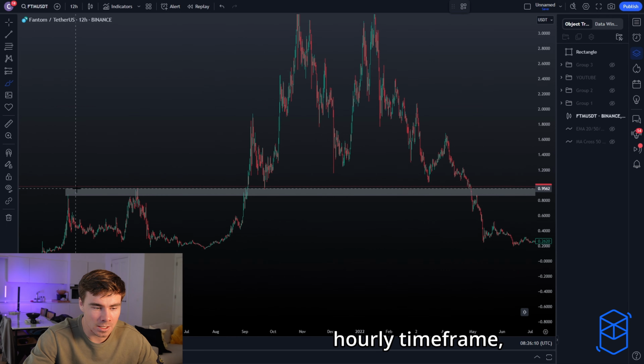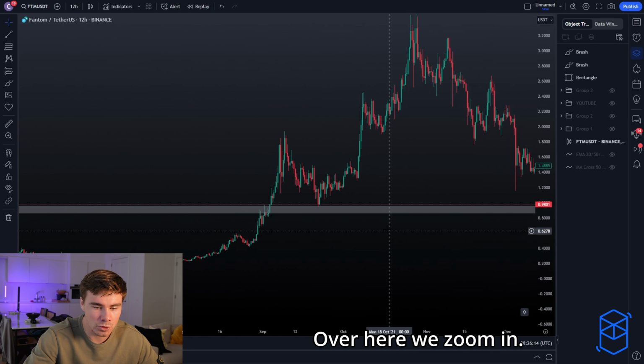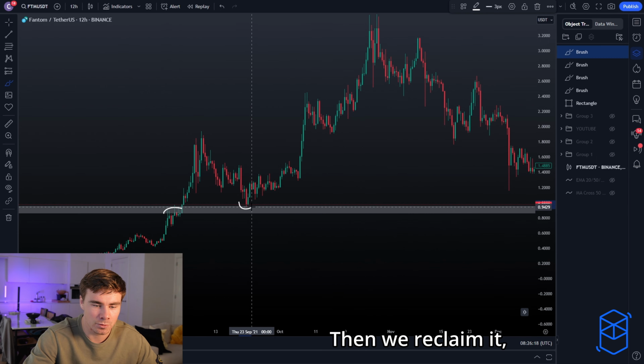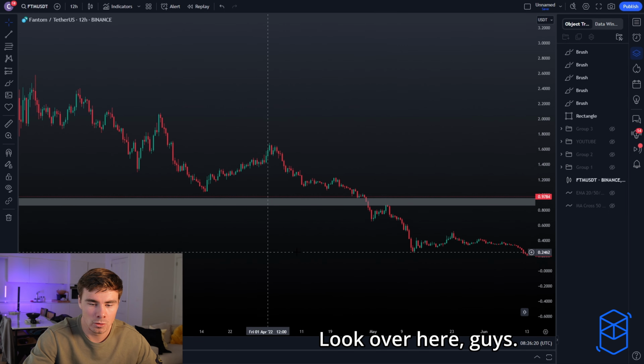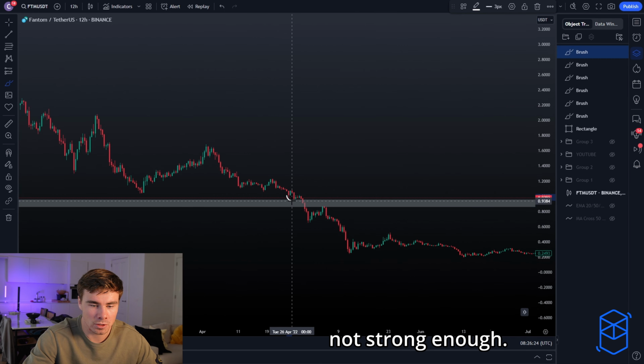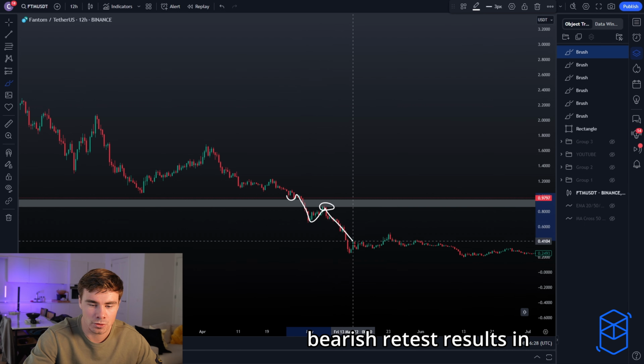On the 12 hourly time frame, we get a much more detailed view. Beautiful resistance over here. We zoom in, we can even see that the price was struggling over here as well. Then we reclaim it, retest it, and we send it to the upside. Look over here, guys. We find some support, but then it's not strong enough, so we break back below it, retest it over here, bears retest, results in a huge crash.